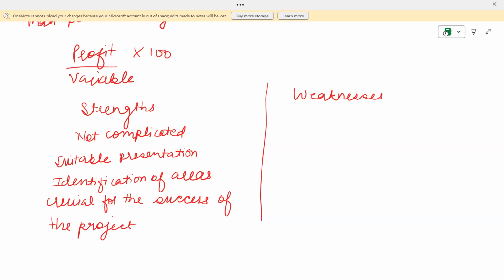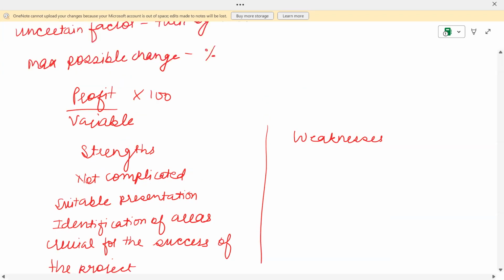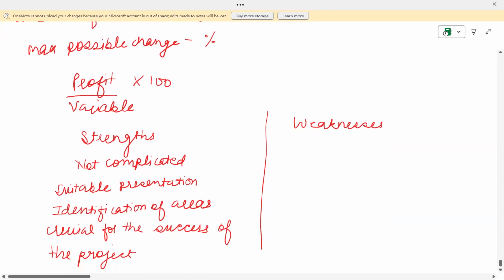Then we talk about what the weaknesses of this analysis are. First of all, when we talk about weaknesses, it's going to be mostly about the assumptions that it has. So this analysis is assuming that variables will be changed independently. That means one by one the variables will be changed.